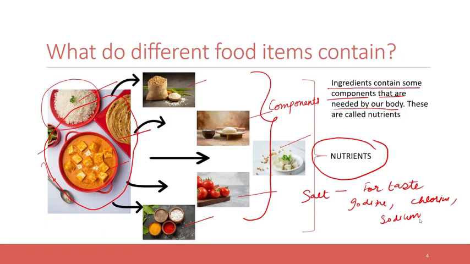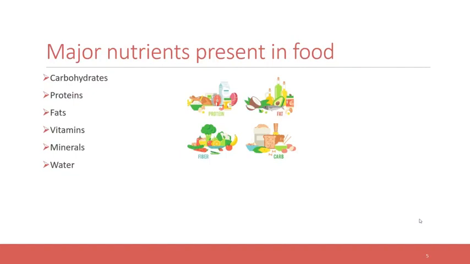So moving ahead, we will study about major nutrients present in our food. There are five major nutrients which are present in our food: carbohydrates, proteins, fats, vitamins, and minerals. These are the five major nutrients which are present in our food.